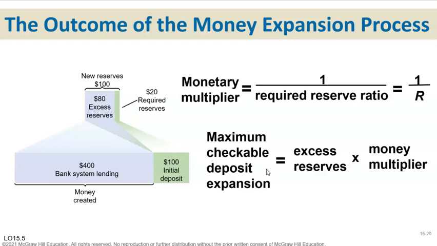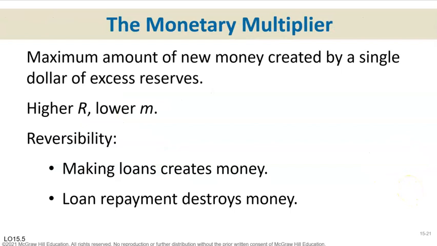So remember, checkable deposits is just part of our money supply. So we're just talking about the change in the money supply. So another way to write this formula is change in the money supply is equal to change in reserves times the money multiplier. Here you have your official definition of the money multiplier. It's the maximum amount of new money created by a single dollar of excess reserves. The higher the reserve ratio, the lower the money multiplier will be.